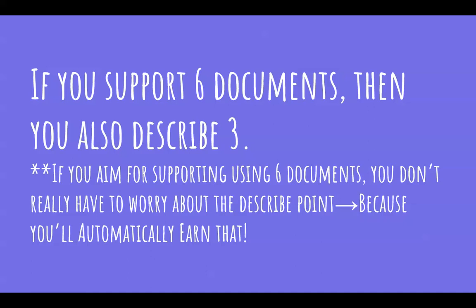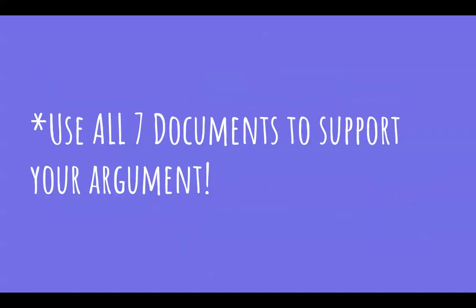So you want to explain what a document is. So if you're supporting using 6 documents, you honestly don't even have to worry about that describe point because you've already done that. You'll automatically earn that, which is kind of nice because you're making references back to the document. You're making it clear you know what you're talking about. So that's a nice thing to have in your back pocket. And again, use all 7, right? Nobody's perfect, Hannah Montana tells us that, right?